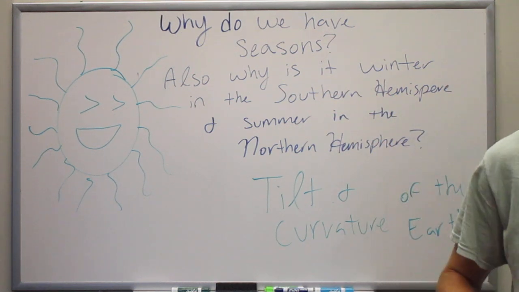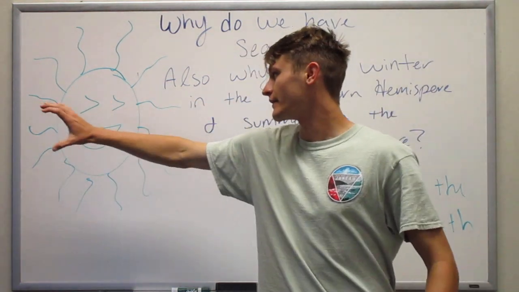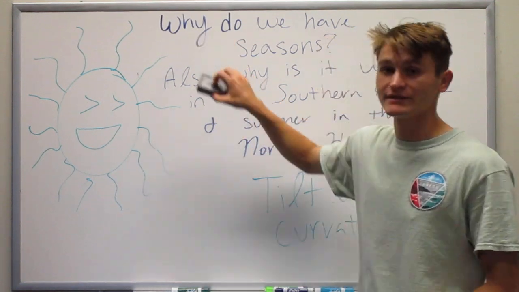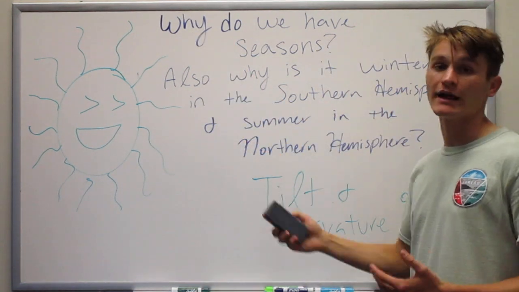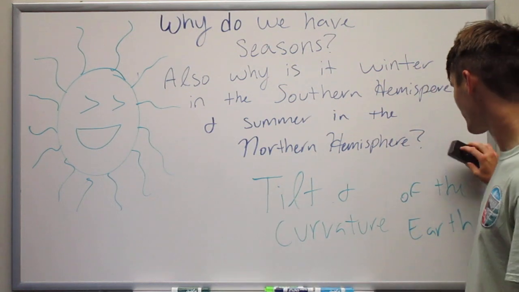And as we know, the Earth rotates around the sun. So this is our sun right now in our model. I'm going to go ahead and erase this question. Hopefully you guys got it. Hopefully that's why you guys came here. This is your answer, tilt and curvature of the Earth.